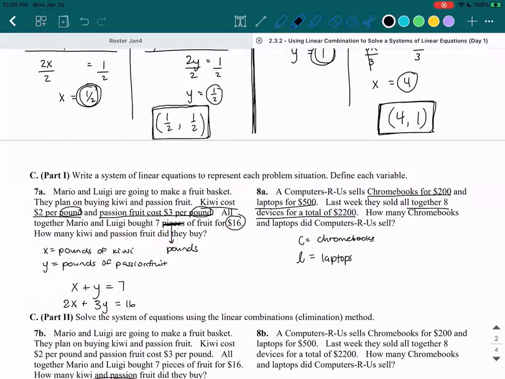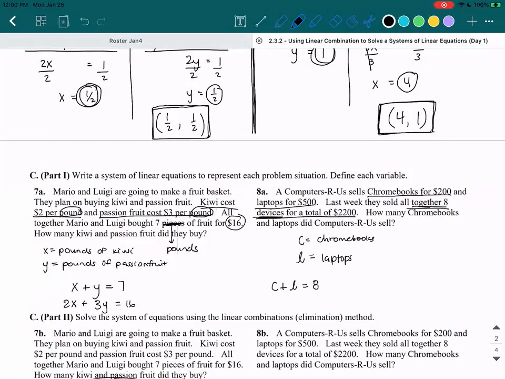Okay, so let's see. Altogether, they sold 8 devices. So if I add up the number of Chromebooks plus the number of laptops, that should be 8 because that's how many they sold in total. And there's just Chromebooks and laptops. So C plus L should be 8.